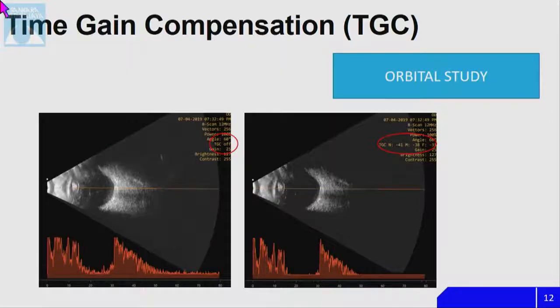The next phenomenon is the time gain compensation. What is the time gain compensation? It's a mechanism in which echoes returning from nearby tissues are decreased or suppressed so that the echoes coming from far structures are seen better.